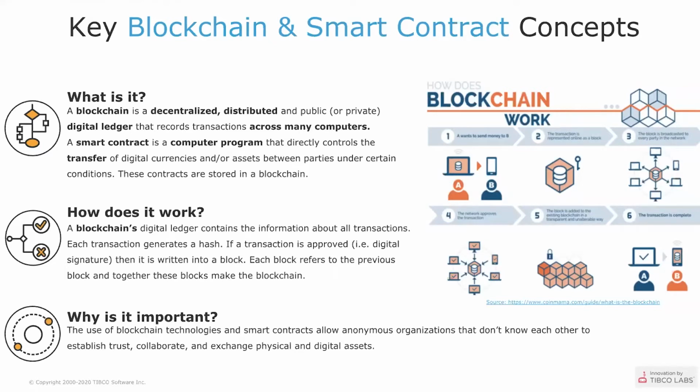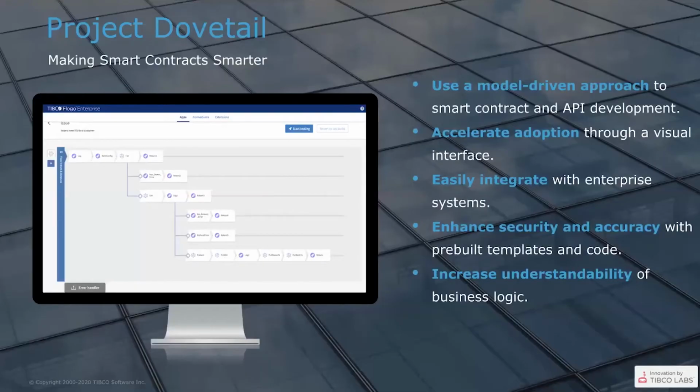But basically what we saw is there was a problem with developing these smart contracts, right? Every single blockchain has its own language, its own syntax, its own things. So we're trying to simplify all that as much as possible. That's what we came up with: Project Dovetail. Project Dovetail is basically a model-driven approach to smart contracts and API development. What we're trying to do is simplify how you write those smart contracts in a no-code fashion.